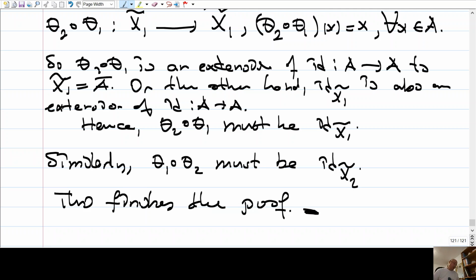Okay, so this will conclude this chapter. In the next chapter, we will start compactness. What you should keep in mind is the following. You should know the basic notions like isometry, extensions, the content of the theorems, when there is an extension, when there is a unique extension, and so on.